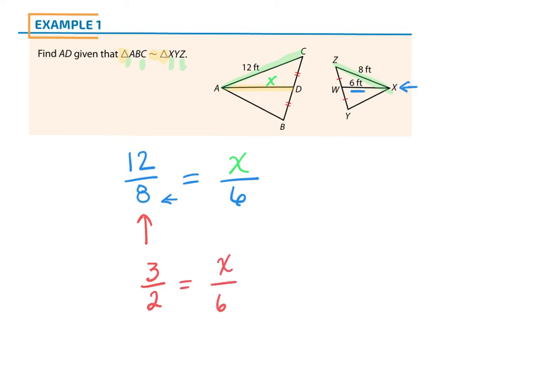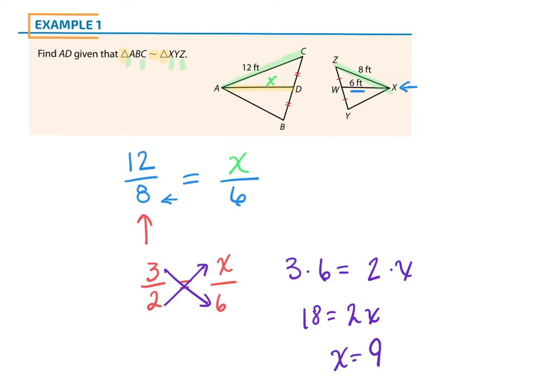You can do your cross multiplication if you want to here, or you can just multiply across. But we're going to say 3 times 6 equals 2 times X. So we have 18 equals 2X. So X is going to equal 9. So my answer, since that was what I was looking for, is 9 feet.